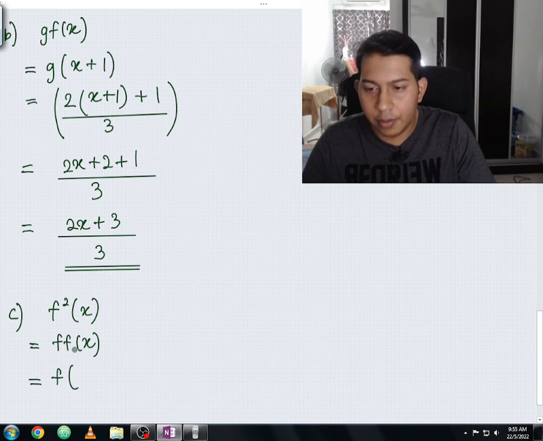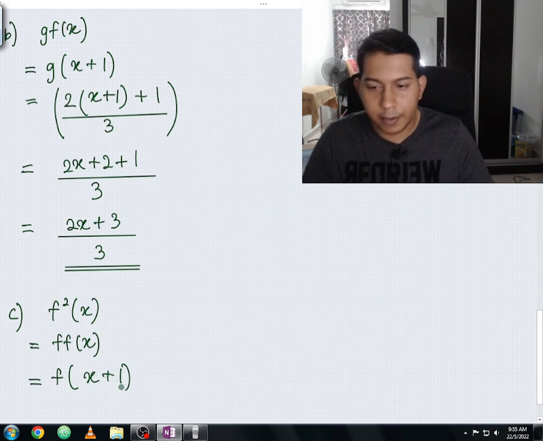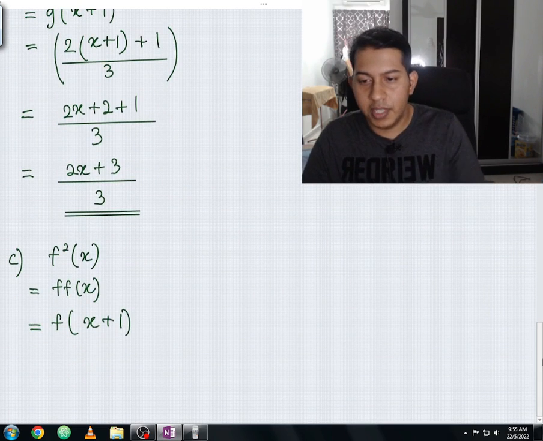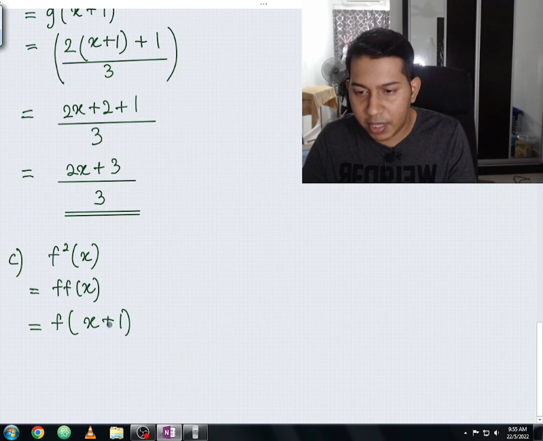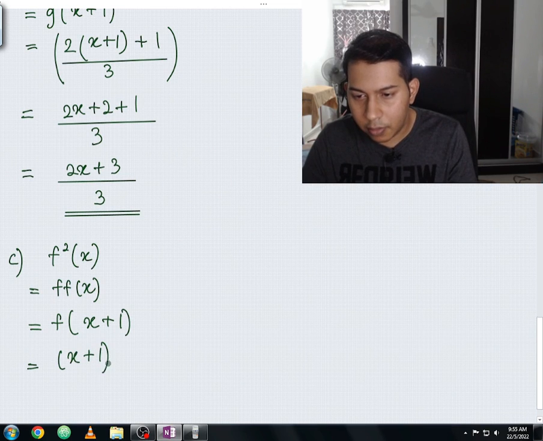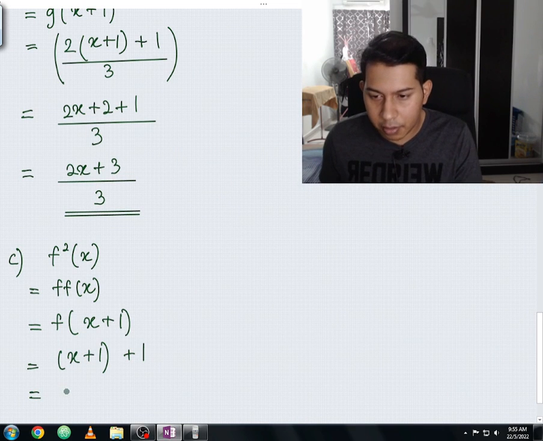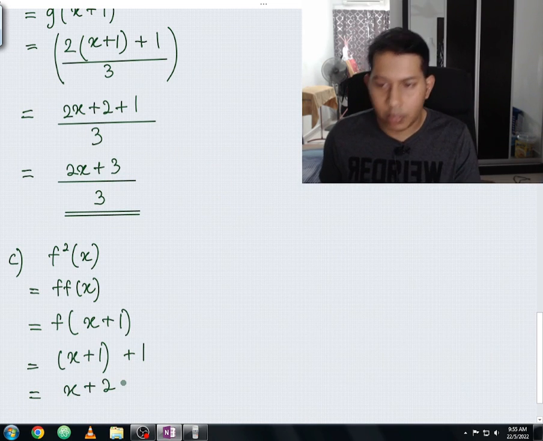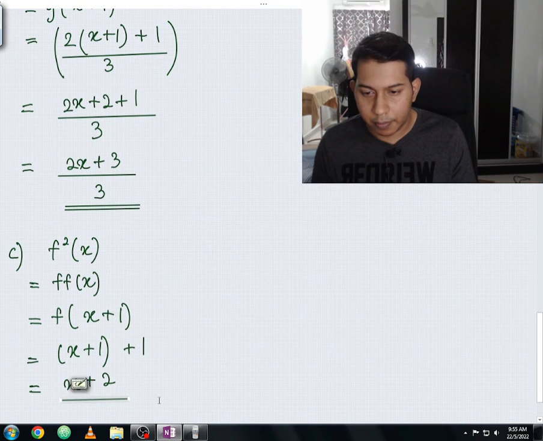So f in a bracket. Your function f(x) in this case is x plus 1, close bracket. Since your function f is being mapped 2 times, this x plus 1 will be mapped into the function f again. So x plus 1, and then you add 1. So from here you get f squared of x is equal to x plus 2. Okay, so let me underline the solution for part C.